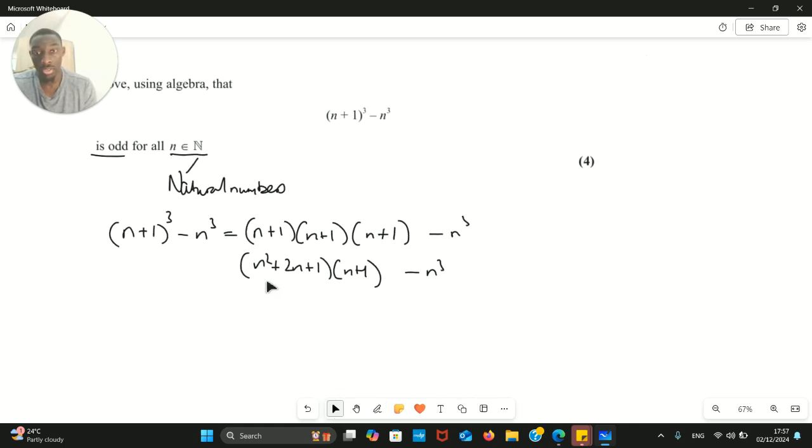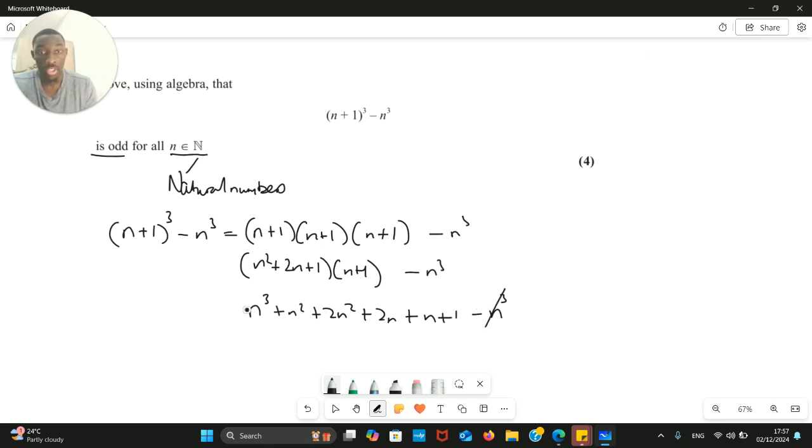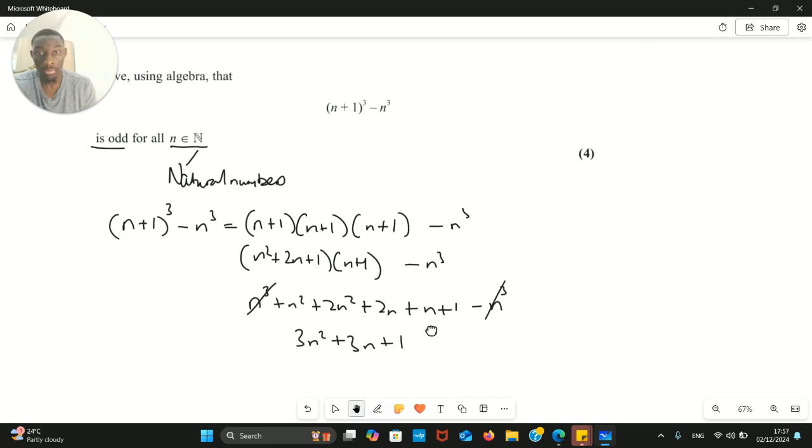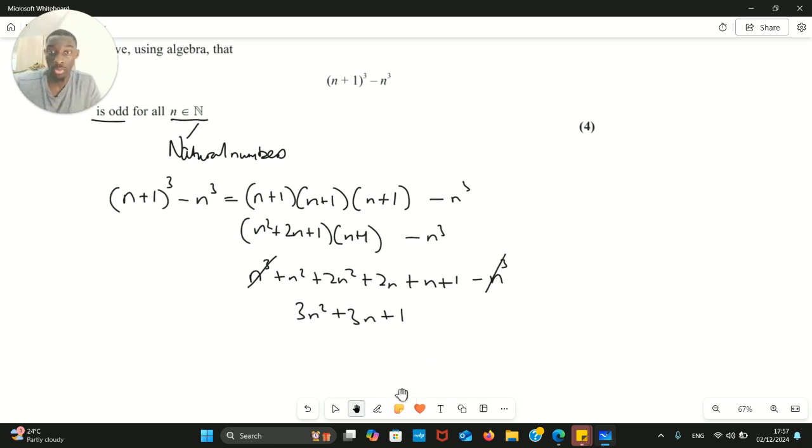So let's just continue to simplify this all out. I'm going to have n cubed plus n squared plus 2n squared plus 2n, and then plus n plus 1, and I'm going to have my minus n cubed. Now I can see my minus n cubed can cancel. So now I'm left with my n squared, my n's, and the 1 at the end. So I'm going to have 3n squared plus 3n plus 1. So this is now my final expression.